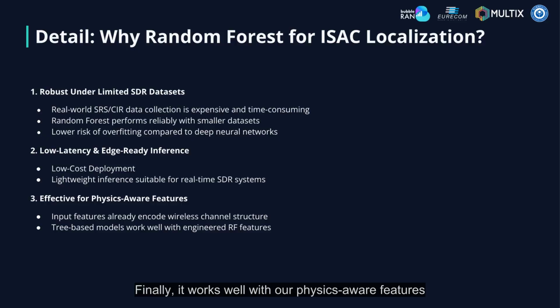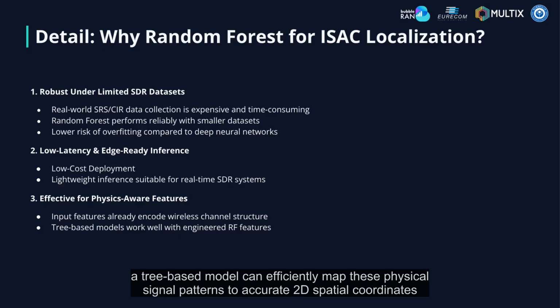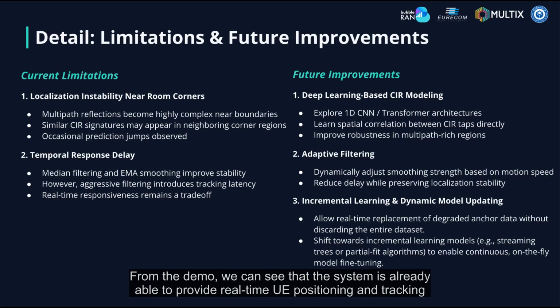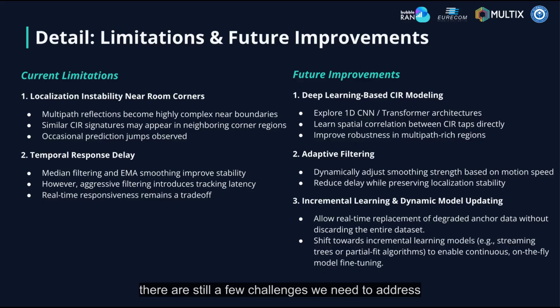Finally, it works well with our physics-aware features. Since our feature design already captures the structure of the wireless channel, a tree-based model can efficiently map these physical signal patterns to accurate 2D spatial coordinates. From the demo, we can see that the system is already able to provide real-time UE positioning and tracking. However, when moving toward more complex and dynamic indoor environments, there are still a few challenges we need to address. There are 2 main challenges we observed.